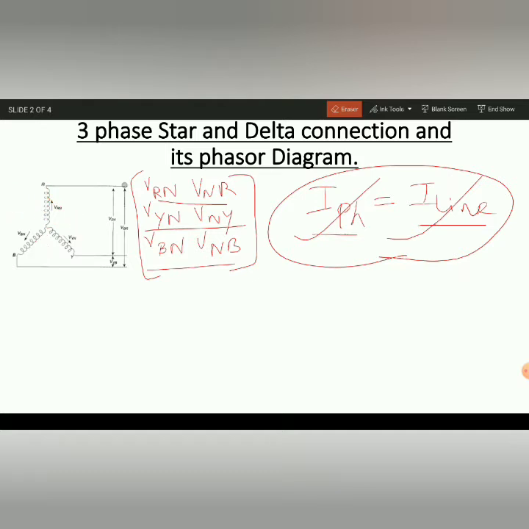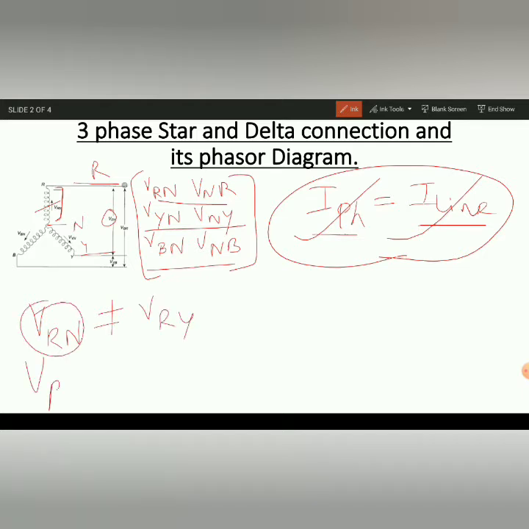If I consider the R phase, the voltage across this phase, that is VRN, is not equal to the voltage across this one, VRY, between the R phase and the Y phase. So it is very obvious that VRN is not equal to VRY.